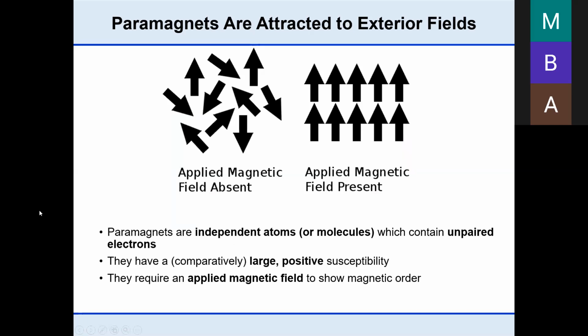Conversely, paramagnets do have unpaired electrons in their structure, and as a result, they have a comparatively large and positive magnetic susceptibility due to the spin angular momentum of the electrons. However, just because something is paramagnetic doesn't necessarily mean that there's any form of magnetic order in the material. In fact, most paramagnets do not have any magnetic order.